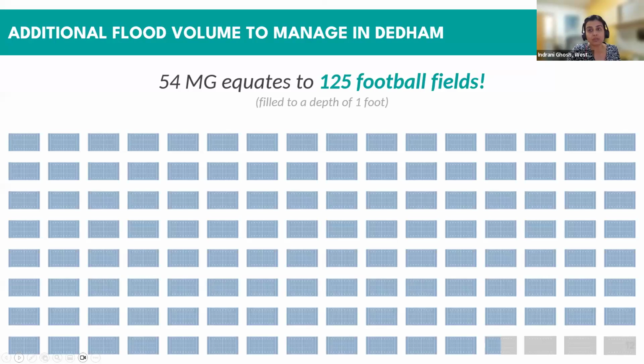And as you can imagine, we are talking about a tremendous amount of flooding that we would have to manage in our communities. And for this watershed, that translates to more than 54, as we talked about, what you can think of equates to about 125 football fields, storing up to 1 foot depth of water. And that sort of gives you all a sense of how much additional space will be needed in our communities, which we don't have, which are already over-programmed to manage this kind of flooding.